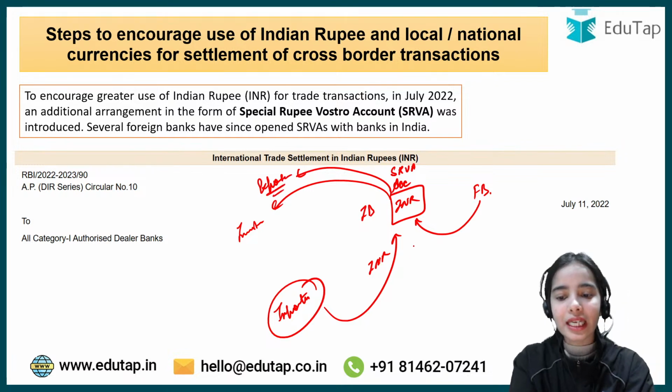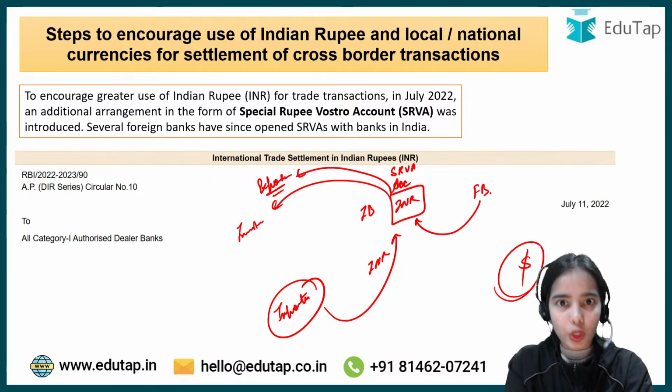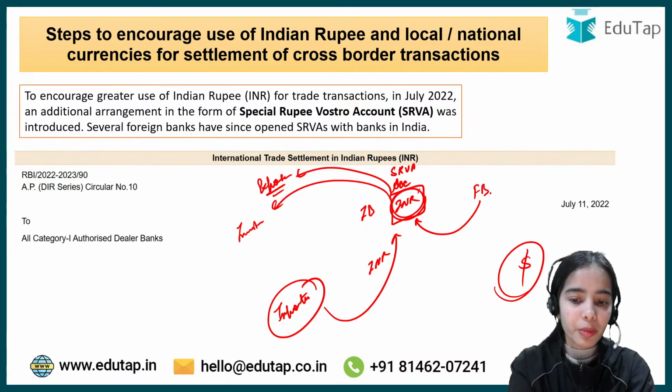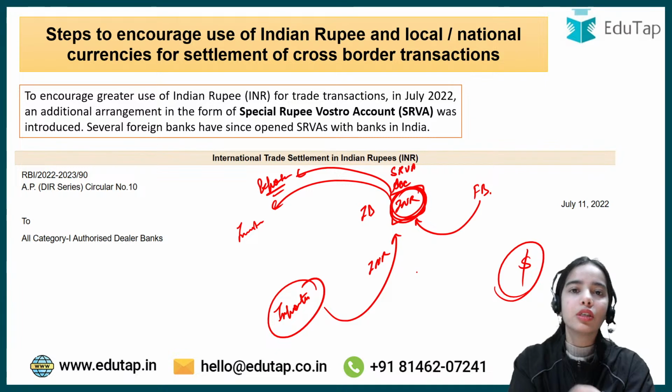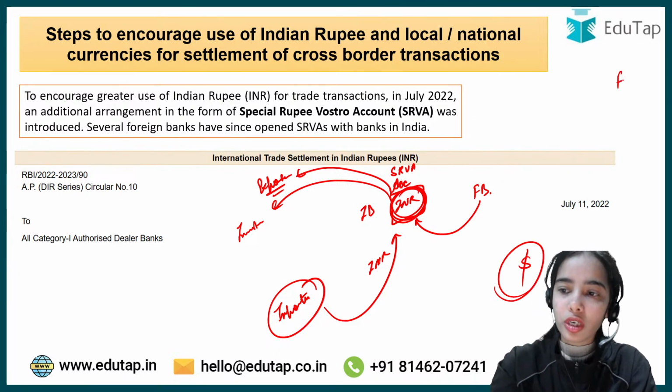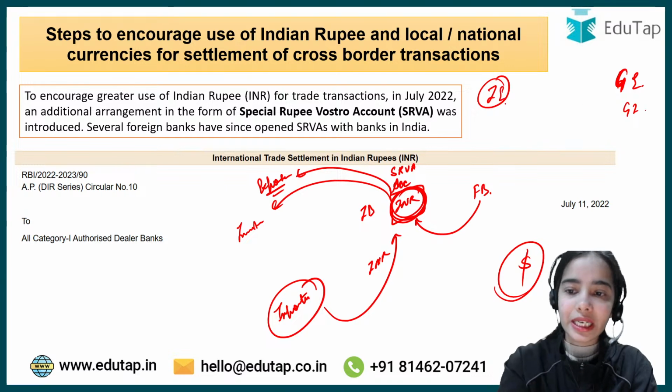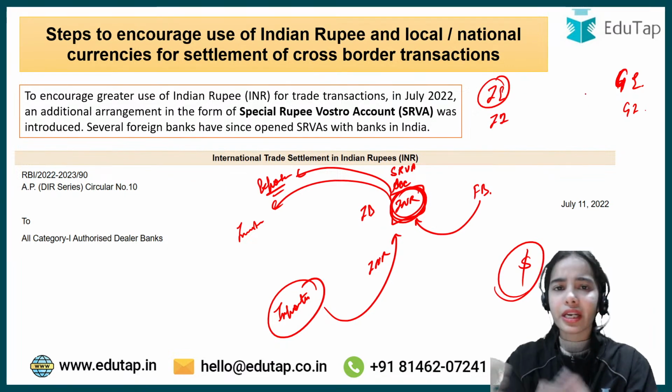So you can understand that instead of using dollars, we said that we will promote the usage of INR for cross-border transactions, because right now, let's say the foreigners and the Indians are trading, the German exporters or importers and the Indian exporters or importers are trading with each other.